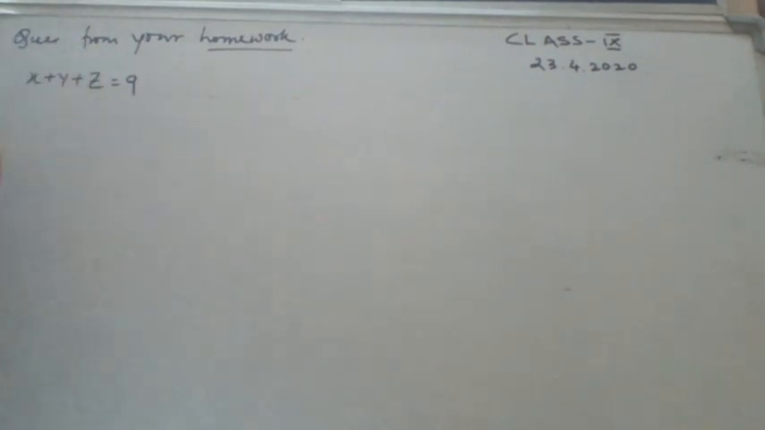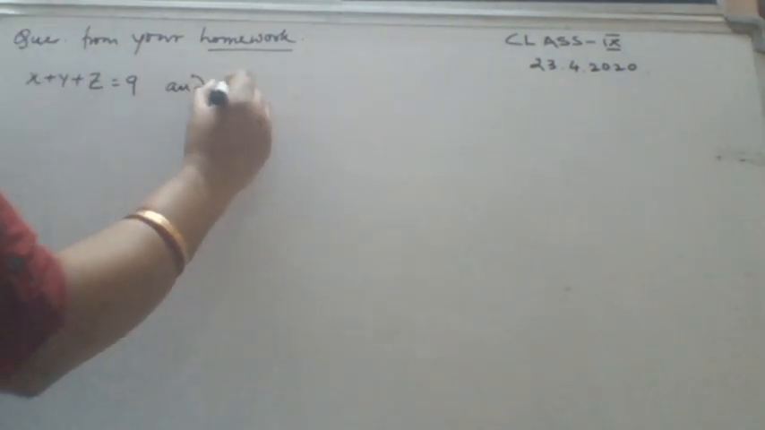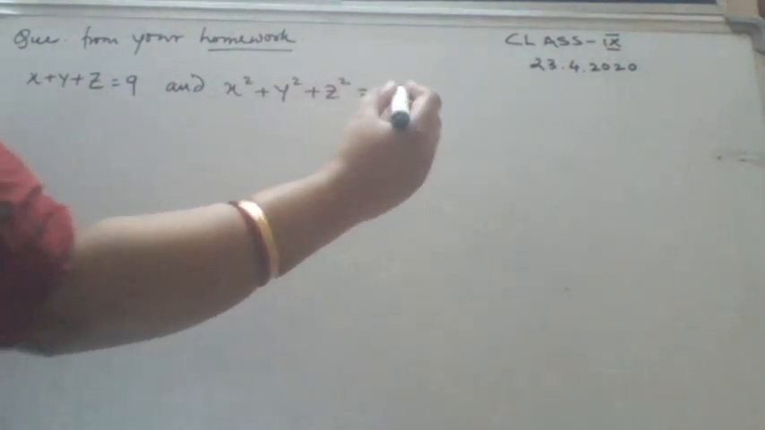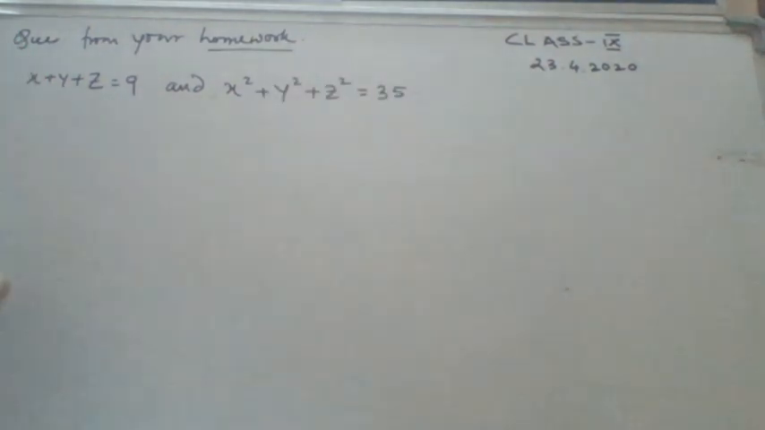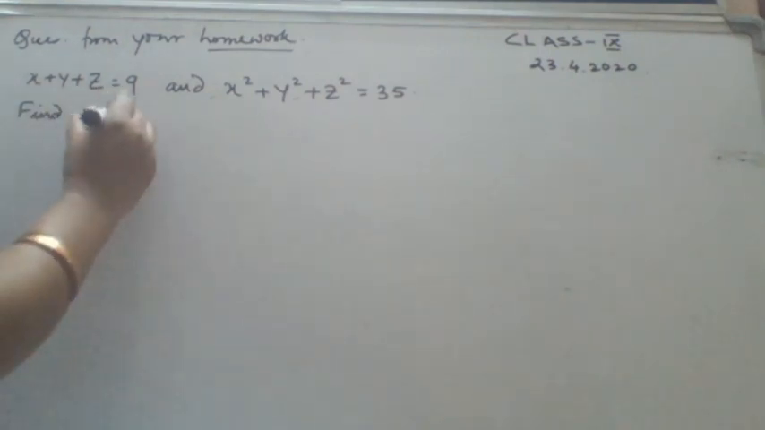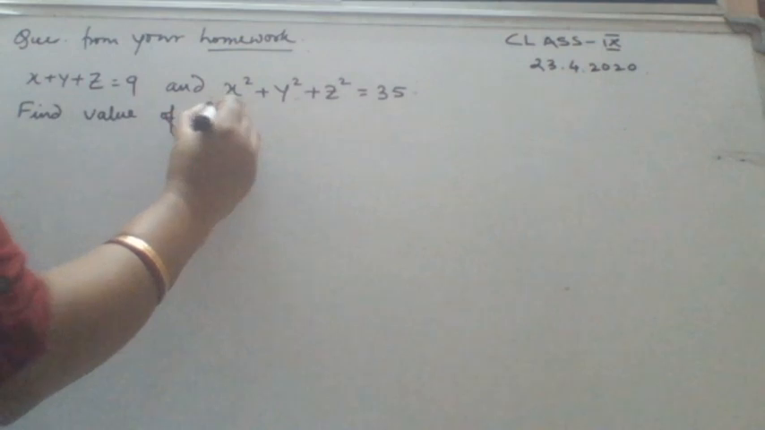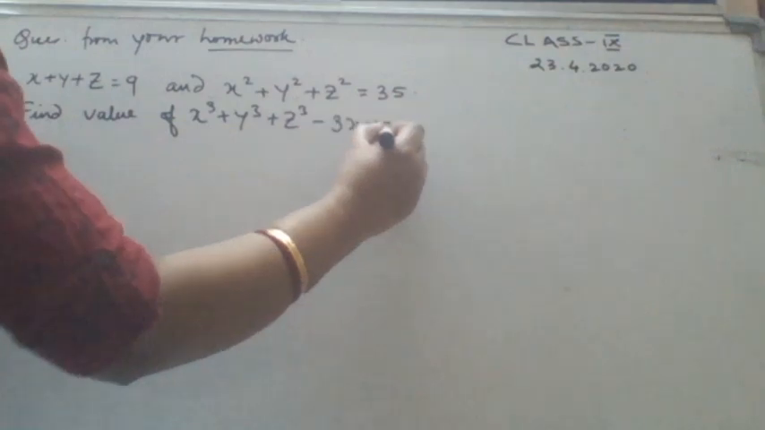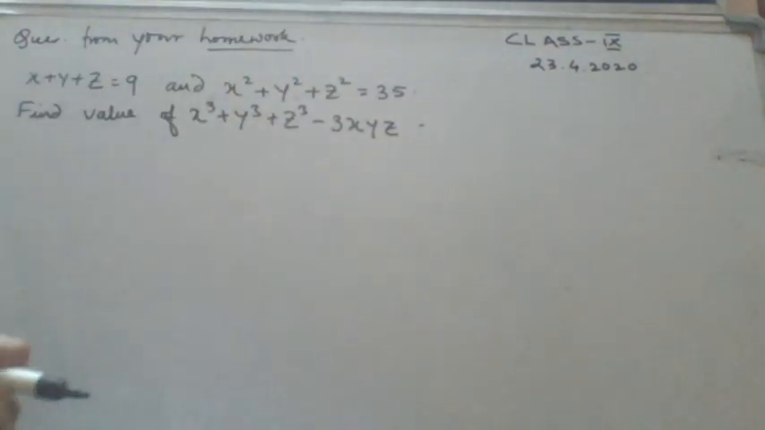The question says, if x plus y plus z is equal to 9 and x square plus y square plus z square is equal to 35, then find the value of x cube plus y cube plus z cube minus 3xyz. Okay, this was the question. So now see the solution.